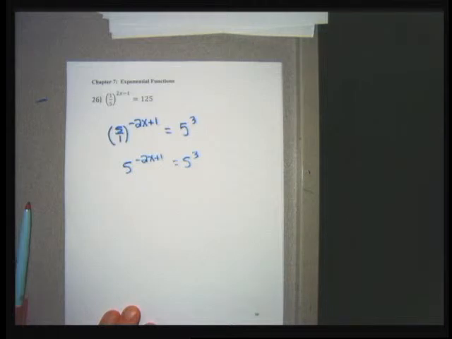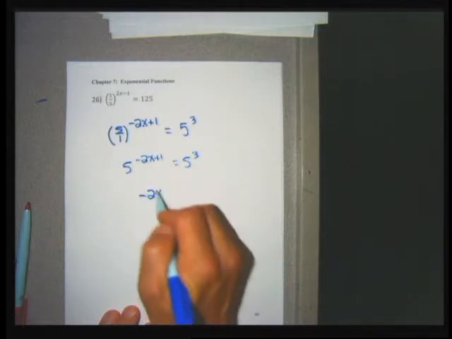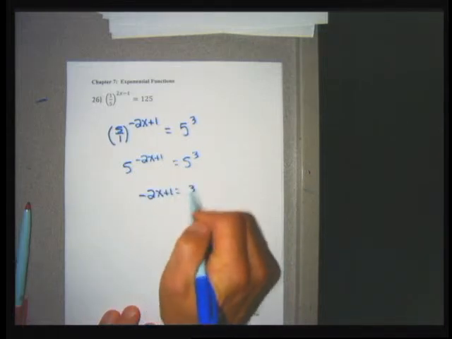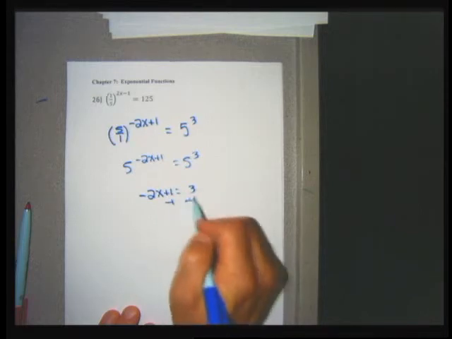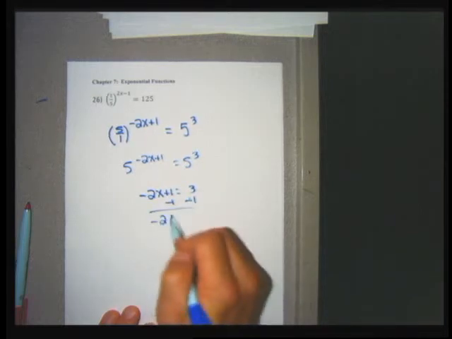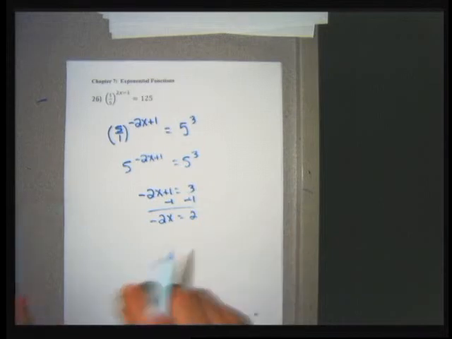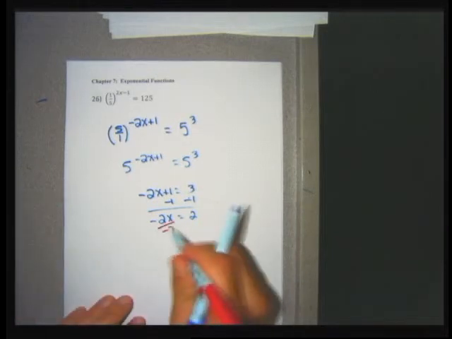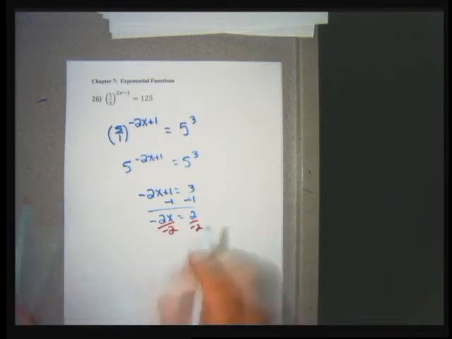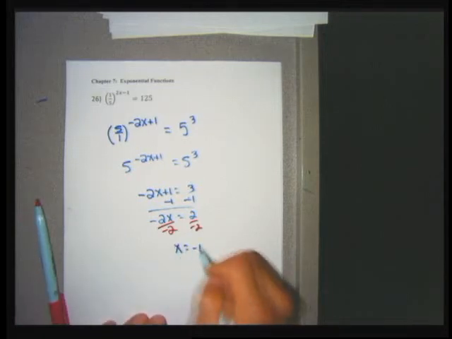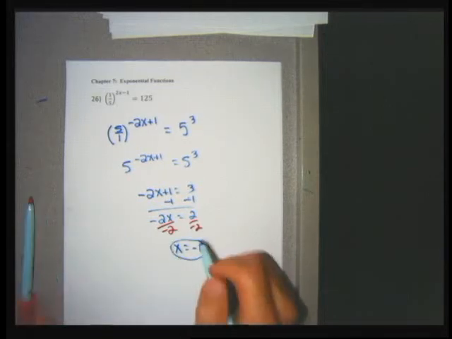Now I'm going to drop the 5's and set the exponents equal. Minus 1 from both sides and get minus 2x equals 2, and then divide both sides by negative 2 and get x equals negative 1. I won't check this one, but you can check it if you want to.